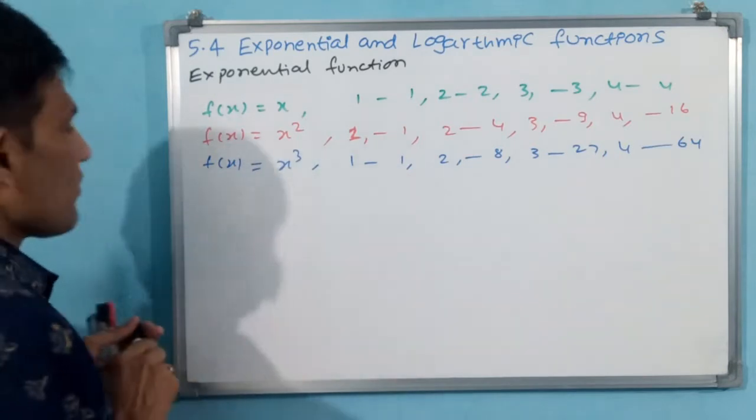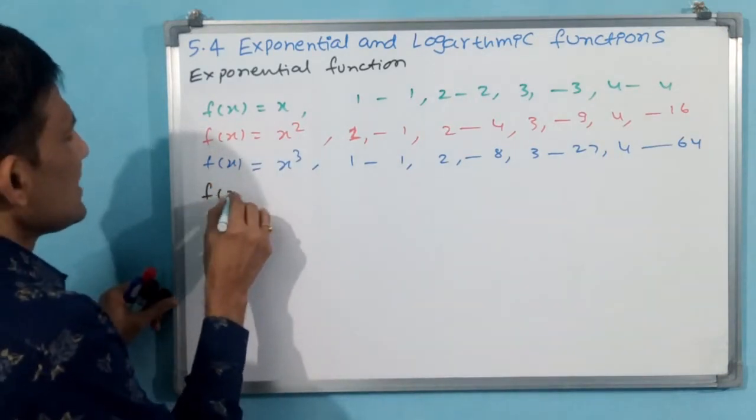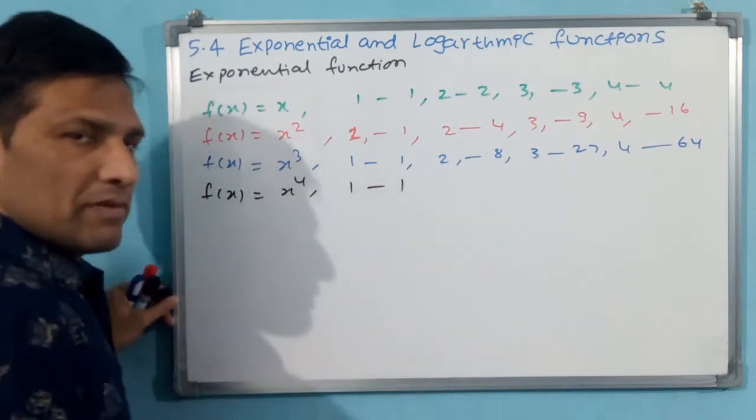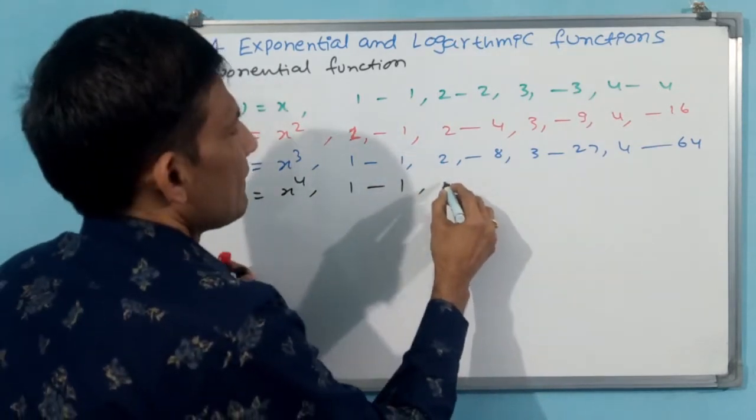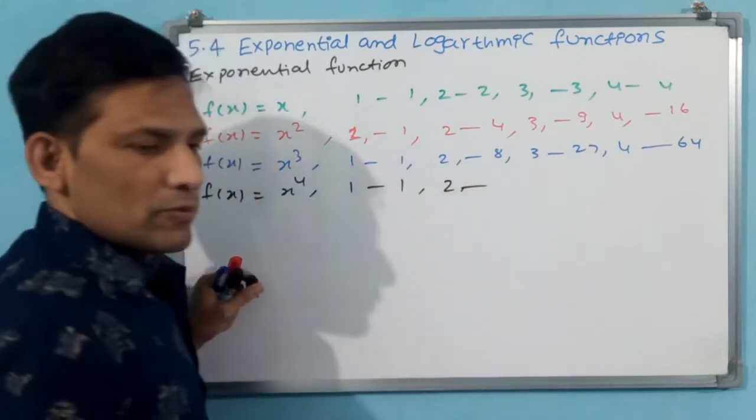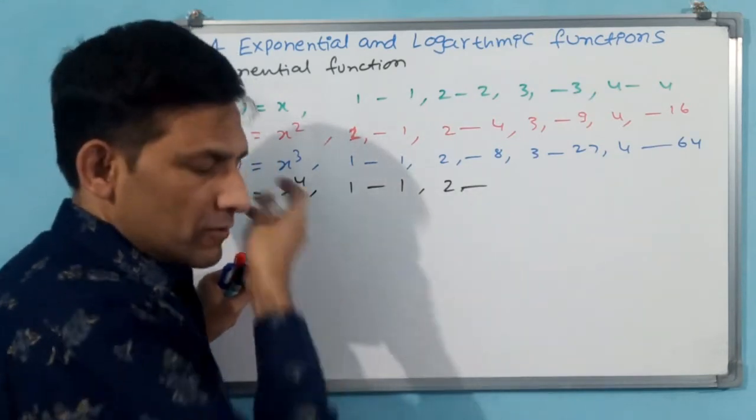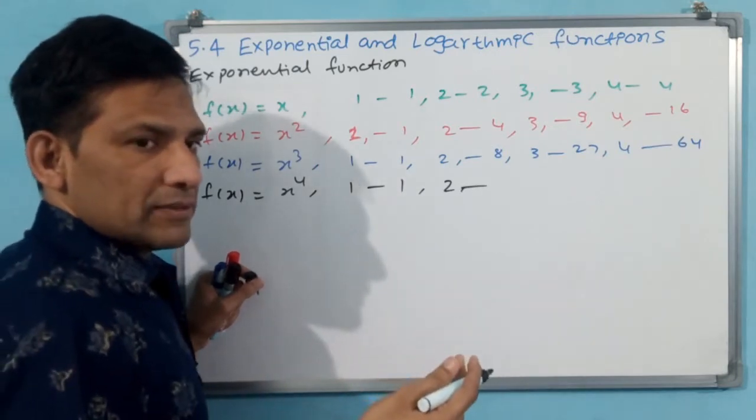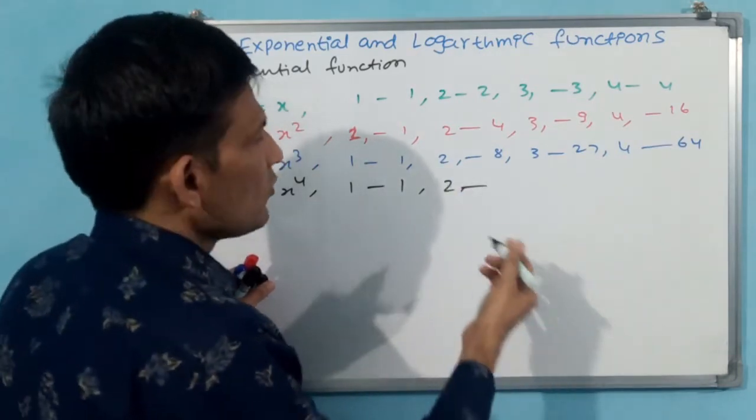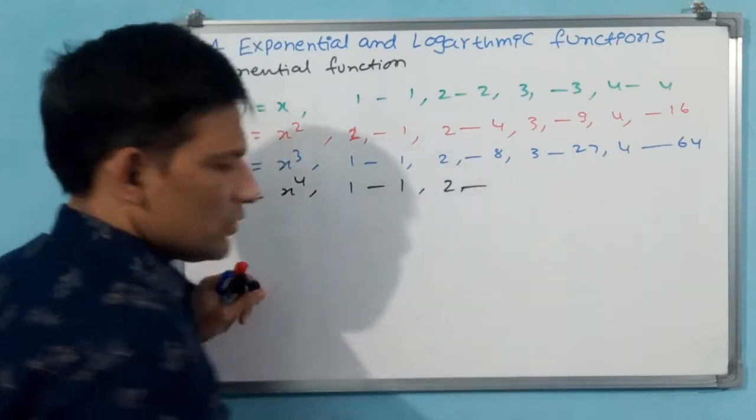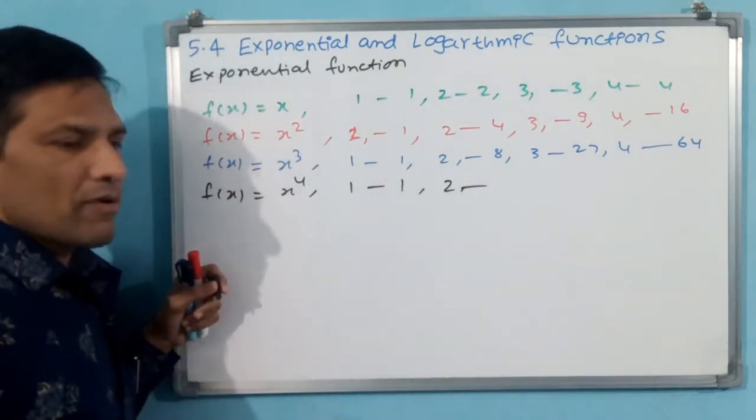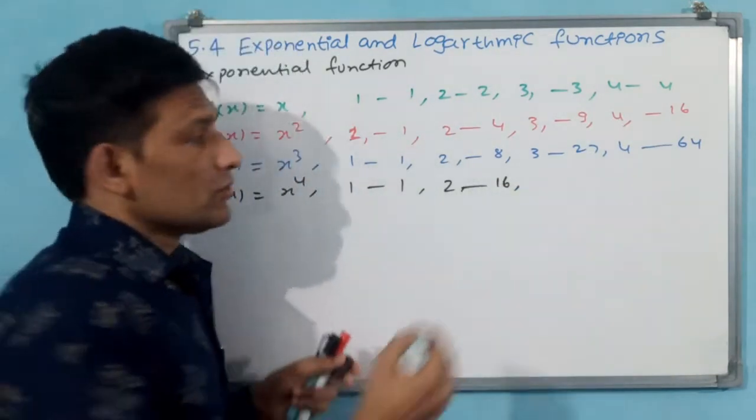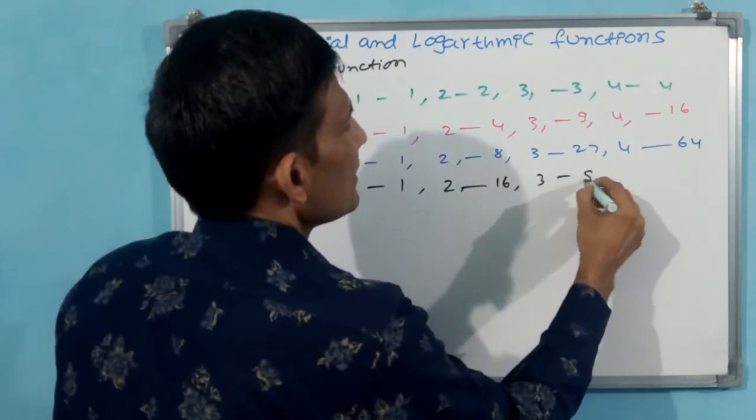What about f of x is equal to x to the power of 4? If you give 1, only 1 will come. If you give 2, 2 to the power of 4 is 16. Why? Because 2 2s are 4, 4 2s are 4 square, 16. 3 to the power of 4 is 81.